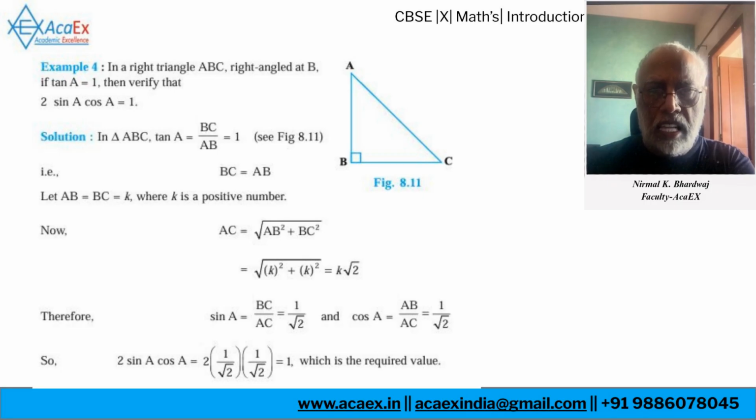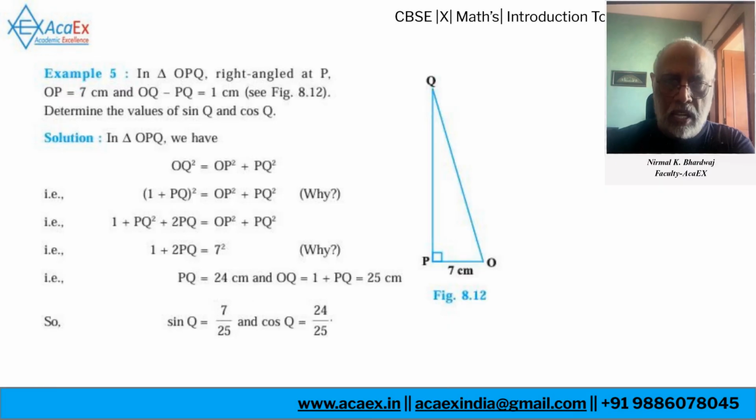This gives sin A equals 1 over the square root of 2 and cos A equals 1 over the square root of 2. Substituting these into the expression, 2 times 1 divided by the square root of 2 times 1 divided by the square root of 2 equals 2 times 1/2, which equals 1. The identity is verified.